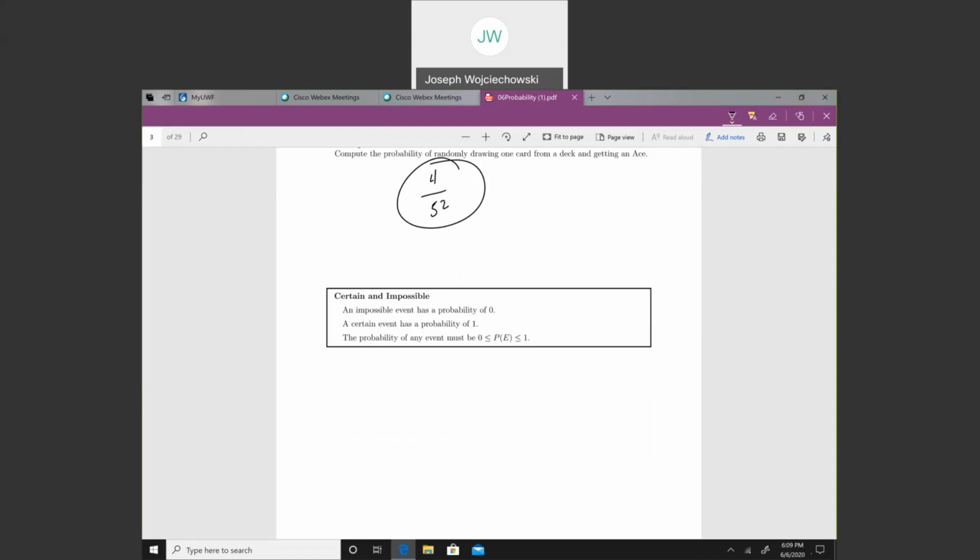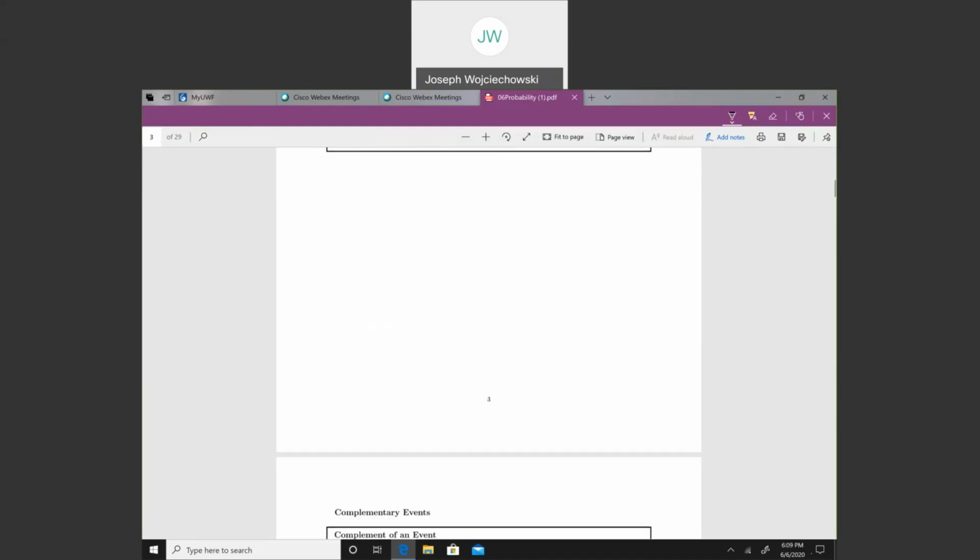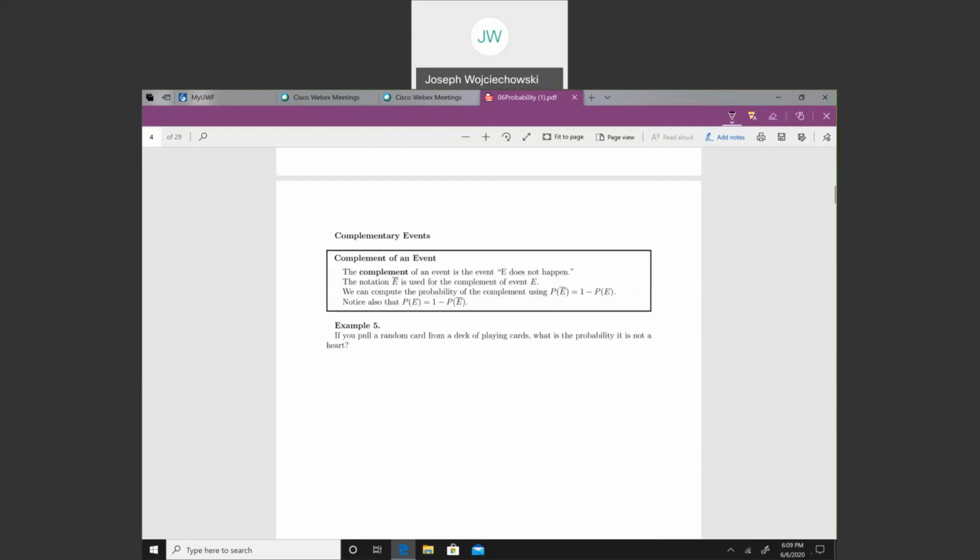So this brings us to the probability of any event: 0 is less than or equal to the probability, which would be less than or equal to 1. So essentially, if you get an answer for a probability that's larger than 1, you've made a mistake. Or if you get an answer for a probability that's less than 0, you made a mistake. And this does happen quite frequently, so be careful of that.